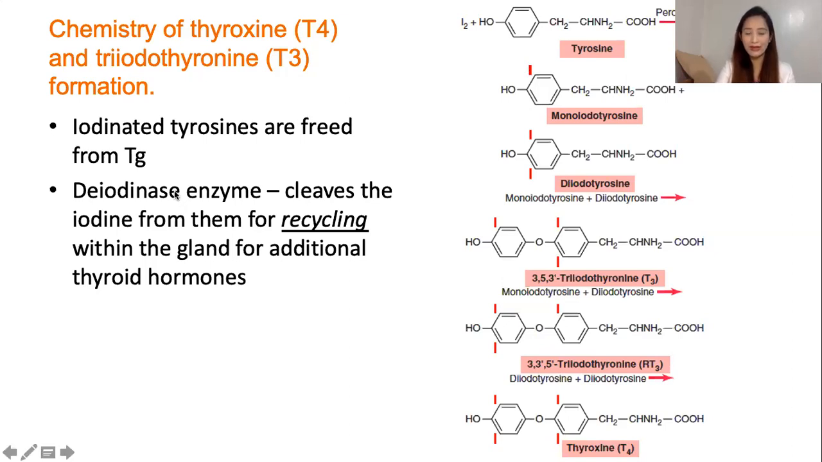Now, the deiodinase enzyme, another important enzyme that you need to remember in thyroid hormone physiology, is the one that cleaves iodine from them for recycling within the gland for additional thyroid hormones. Let's say you don't need too much T3, you just need T4, then your deiodinase enzyme can get iodine from your T3 as well.